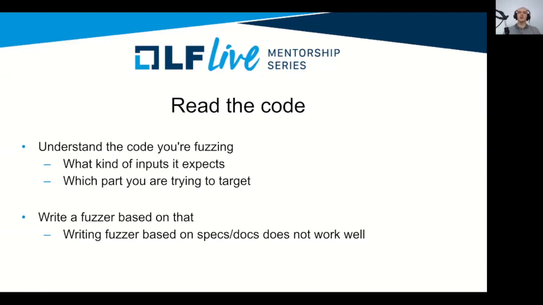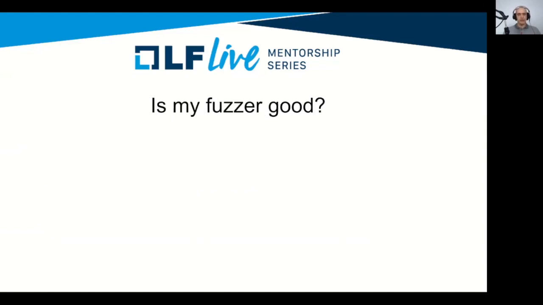Also, what really helps is that when you're fuzzing some particular subsystem, you should identify the part of code that you're trying to target. And if you're doing coverage guided fuzzing, the part of code that you're trying to cover. This really helps. The second thing that I wanted to mention: let's say you wrote a fuzzer.